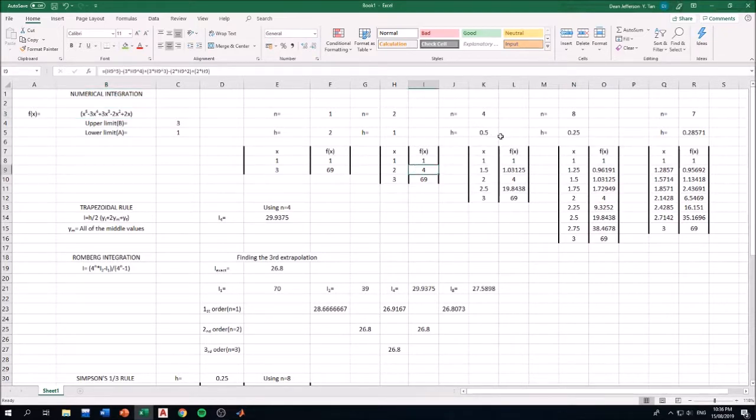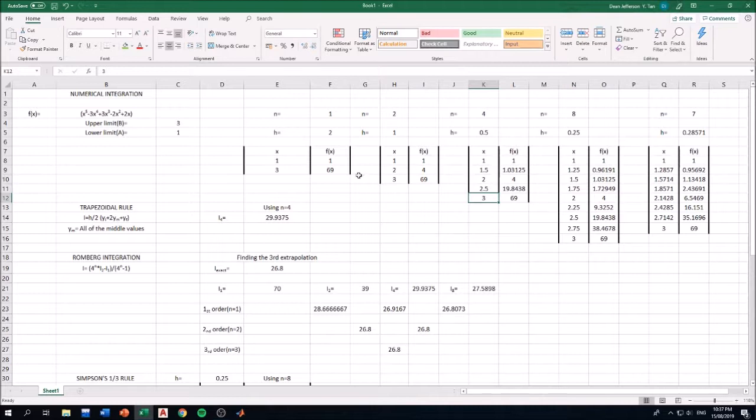Okay, last one I want to use as an example is this one. Okay, so your h is the interval between 1 to 3. So you have 1 plus 0.5 will give you 1.5, plus 0.5 again will give you 2, plus 0.5 will give you 2.5, and plus 0.5 will give you 3. Input that into the calculator, you'll get these values.